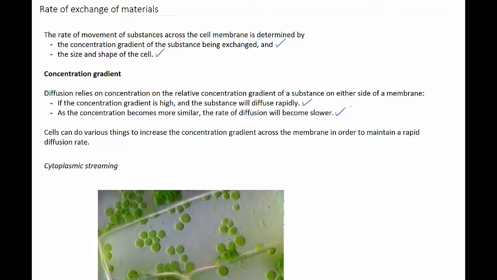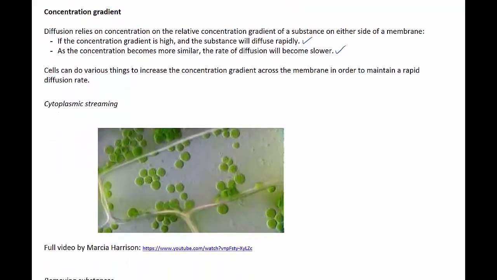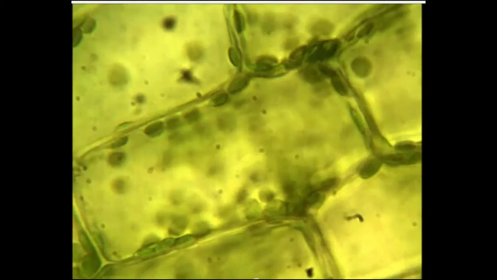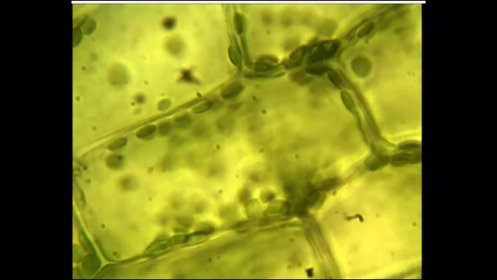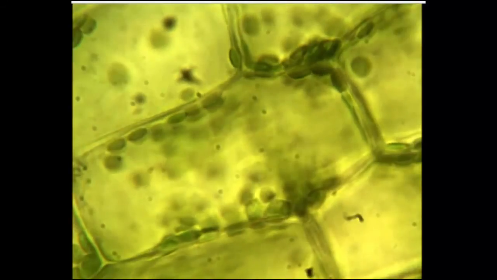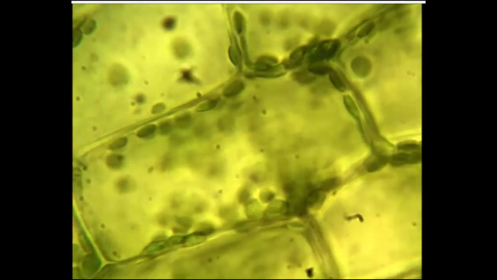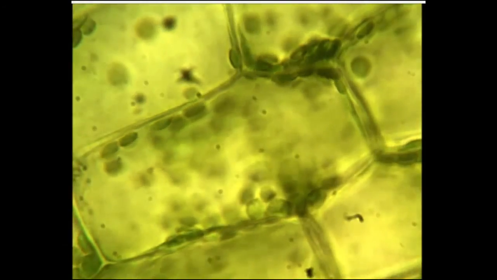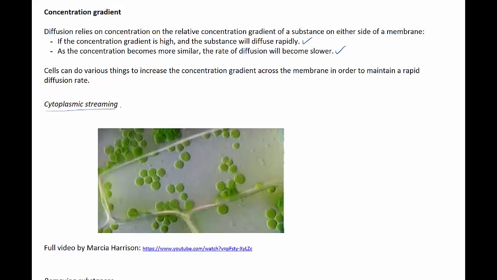Cells can actually do various things to increase the concentration gradient across the membrane in order to maintain a rapid diffusion rate. For example, plant cells use a process called cytoplasmic streaming. This is where organelles and the cytosol move in a circular motion inside the membrane. This means that materials that are diffusing into the cell are rapidly removed. This helps to maintain a steep concentration gradient, particularly in comparison to if the cytoplasm was stationary.